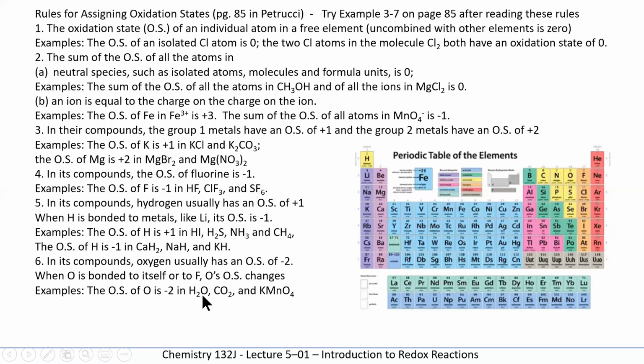So for instance, these are all common examples here. Oxygen is -2 in all these examples. And when it's not -2 is when oxygen is bonded to fluorine. Why? Because fluorine atoms have a stronger electronegativity than oxygen atoms. So in this case, fluorine would be -1 for each atom. There's 2 of them. Total would be -2. Oxygen would have to be +2 in this example.